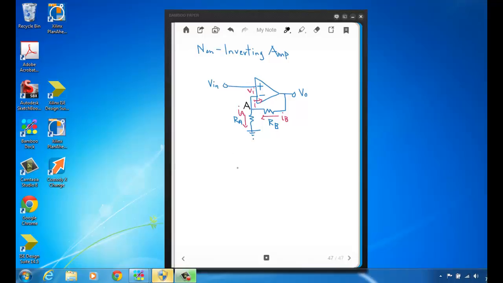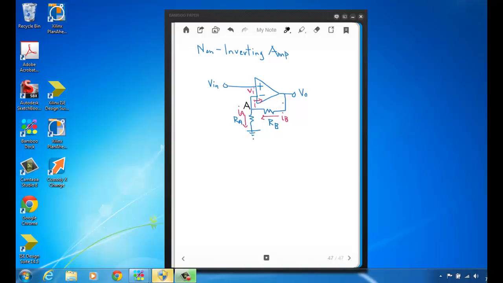Here we're going to do the analysis of a non-inverting amplifier. So here's the non-inverting amplifier circuit. You can see it's quite different than the inverting amplifier or the summing amplifier because look, Vin connects directly to the non-inverting input of the op-amp, where in the inverting amplifier case and the summing amplifier case, the non-inverting input was grounded. Okay, so this is a vastly different way of connecting up the op-amp.